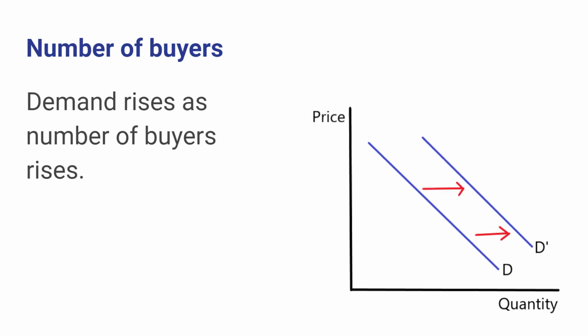Now, going back to the market demand, remember the market consists of the sum of the demand of all the individual consumers. If there's an increase in the number of buyers, we're adding more people to that mix, and the sum of the quantity demanded is always going to be greater. And therefore, when there's more people in the market, demand will rise. We should also talk about the effect of expectations of the future. There's two types of expectations that matter. One is expected future prices. The other is expected future income.